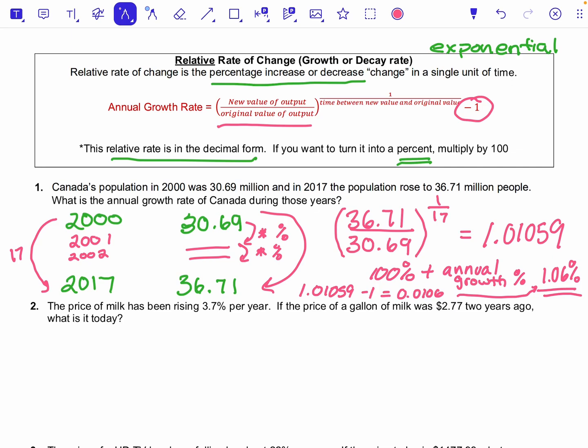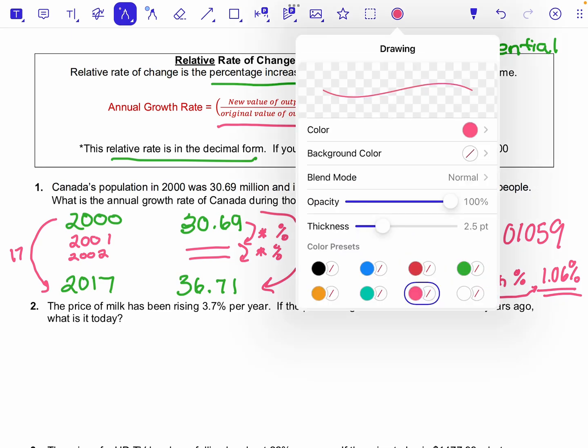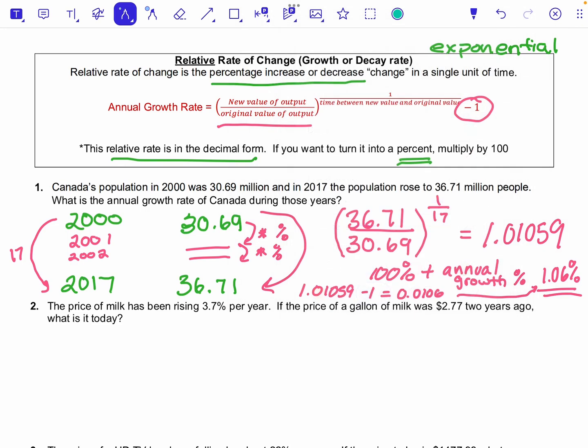So now let's look at this in some context. And in these cases, we're actually already given that relative rate of change, but how can we then use it and build our way to that exponential function formula that we'll be focusing more on in our next video. Okay, so we have the price of milk, and it's been rising by 3.7% each year.